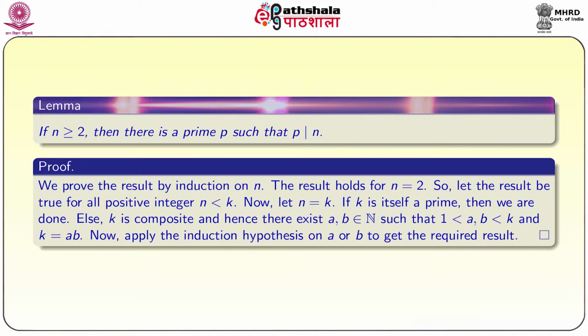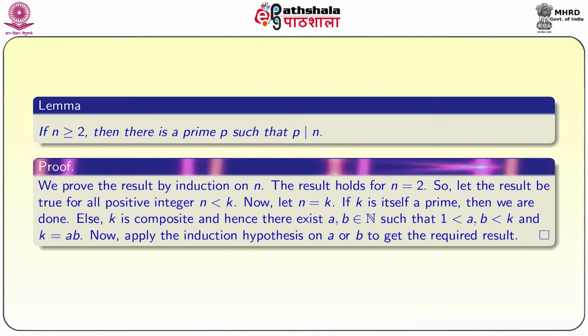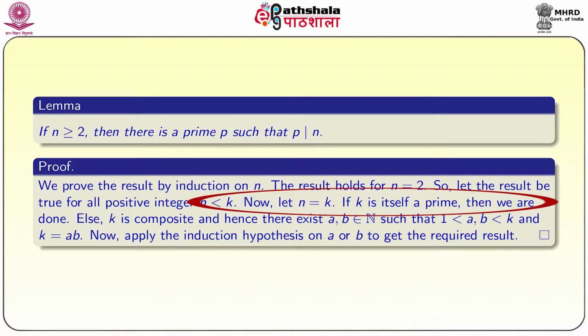Next, we will prove another result: if n is greater than or equal to 2, then there is a prime p such that p divides n. We will prove this result by induction on n. The result holds for n equal to 2, since 2 itself is a prime number and it divides itself. Let us now suppose that the result is true for all integers n less than k. Here we are using the principle of complete or strong induction, not the principle of mathematical induction. Let n equal k. If k itself is prime, then we are done.